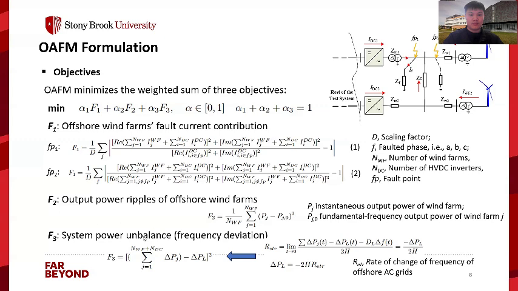The third objective is the system power imbalance. The power imbalance is calculated to adjust the power reference or output power of offshore wind farms, thereby reducing frequency deviation. The extreme of rate of change of frequency corresponding to the maximum balanced power at the beginning of the fault is used. The unbalanced power, delta PL, is shared by all offshore wind farms and HVDC inverters.